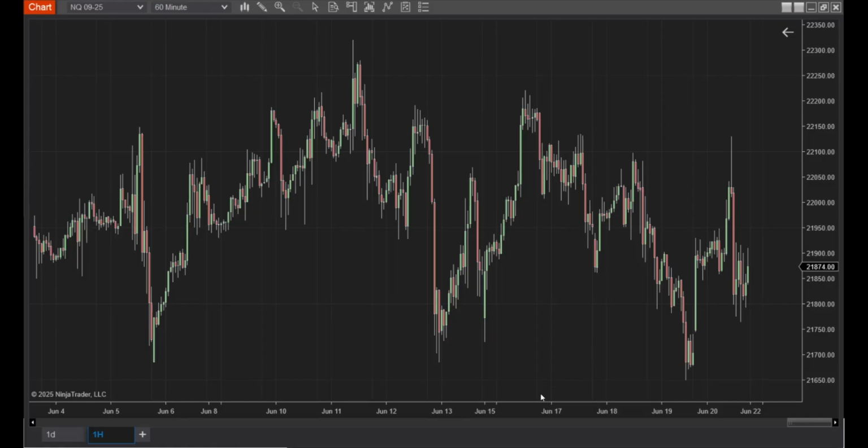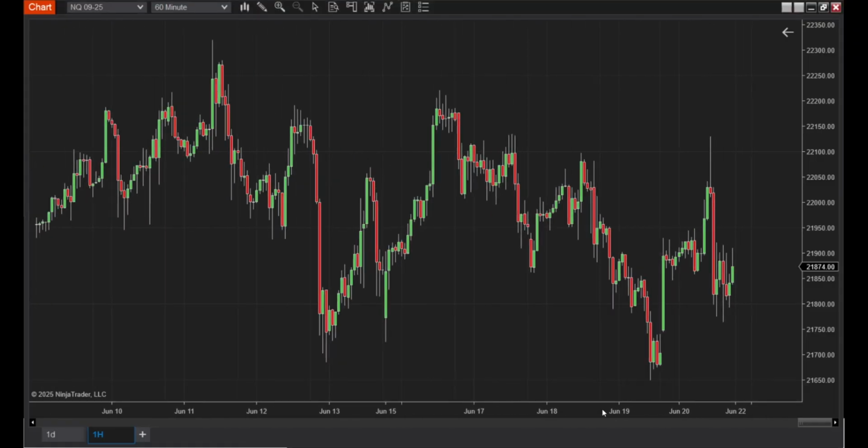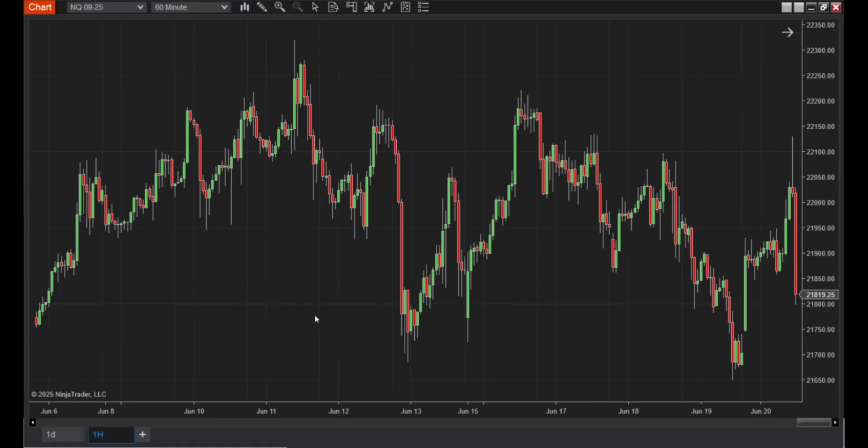Just wanted to go over something I've been asked about quite a bit lately, which is the levels that I have. I call them market auction levels, and basically the premise behind them and how I came about them.